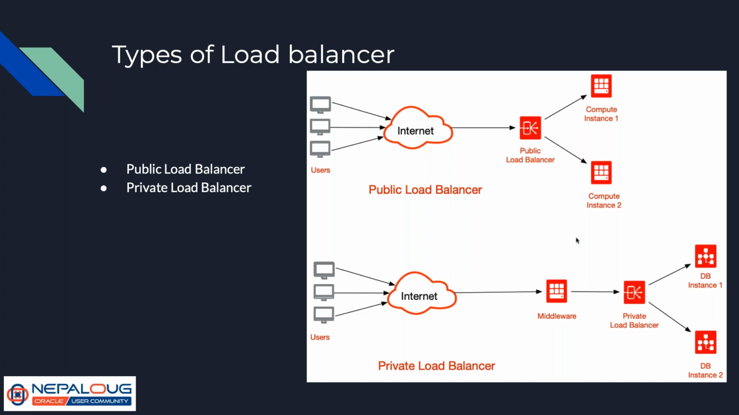The public load balancer is used mostly in the case of web and similar services where access from the internet is required, and the private load balancer is used for the high availability of the services or the servers that are required within the VCN. So it is not accessible by the public, but it is required by the middleware or can be used by the internal servers.